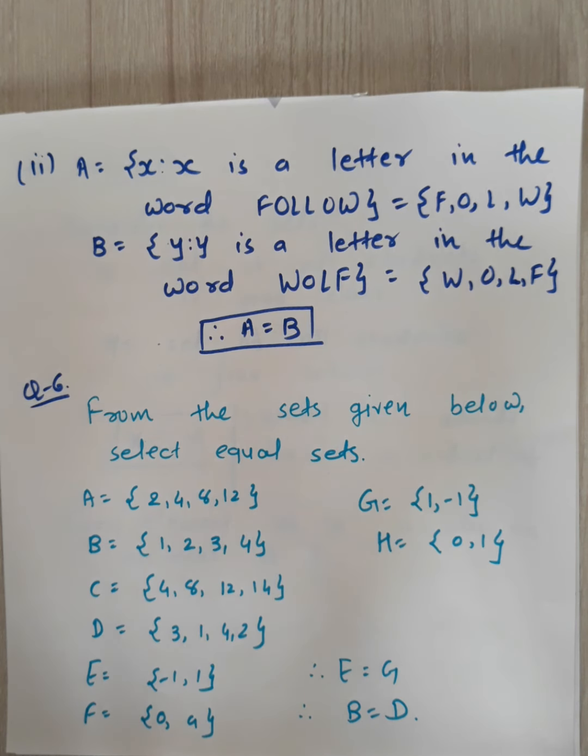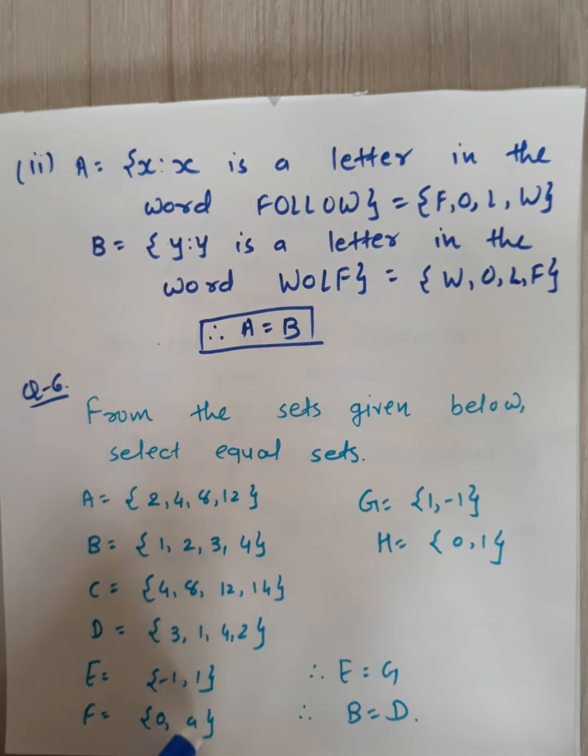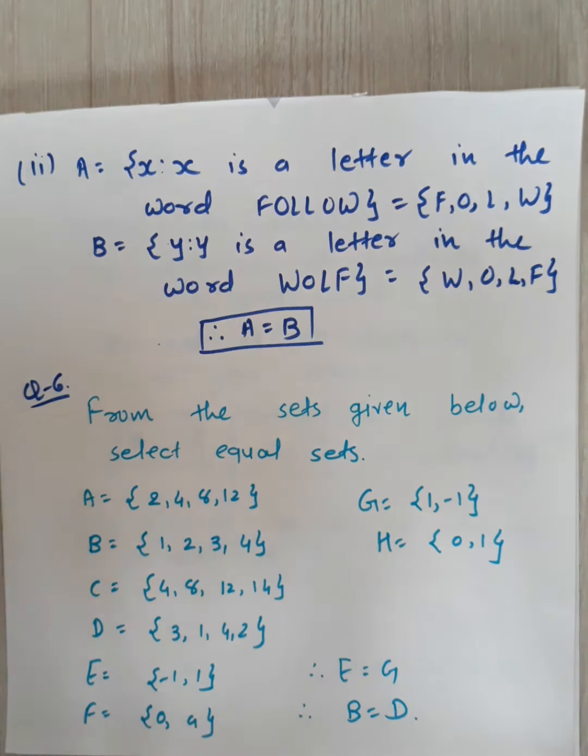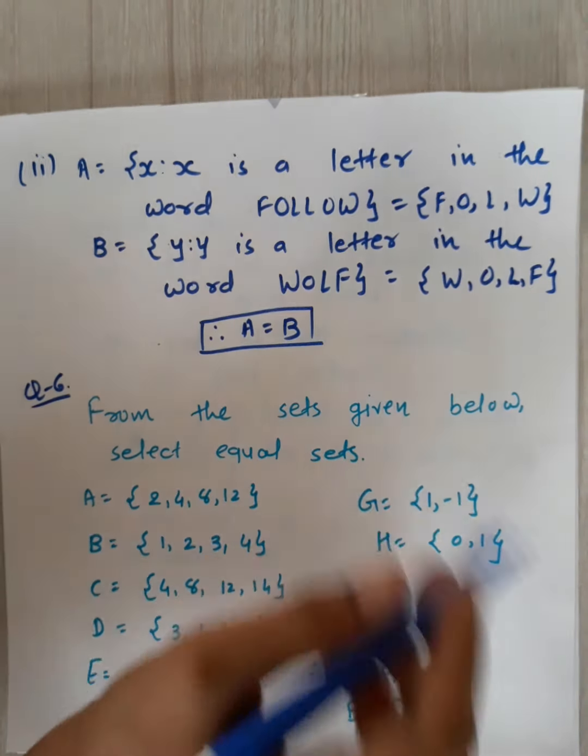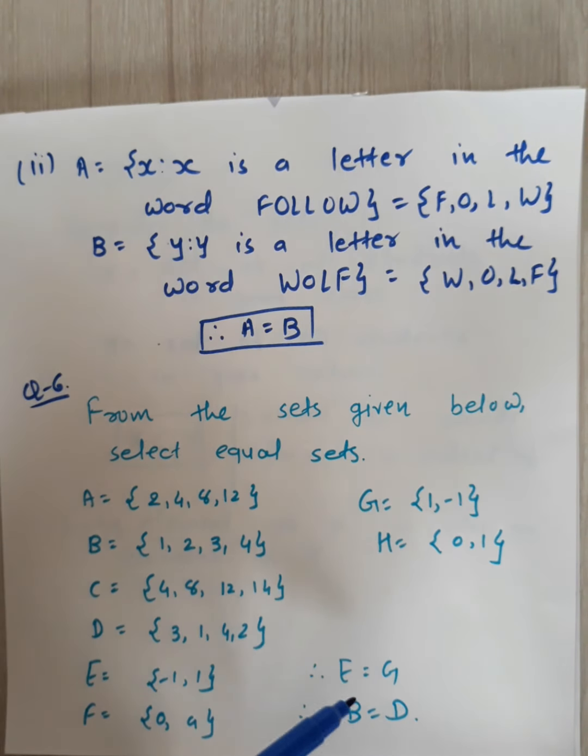Now come to H. H is equal to 0, 1. Is there any 0, 1? No. Here 0, A, here 0, 1. This is not equal, because A belongs to F and 1 belongs to H. 1 does not belong to F and A does not belong to H. So these two are not exactly the same. One element is different, so we cannot write F is equal to H. Okay. So from these pairs, we find that E is equal to G and B is equal to D.